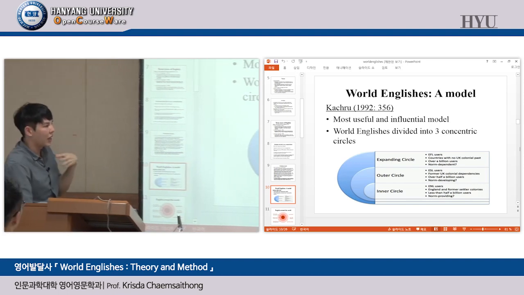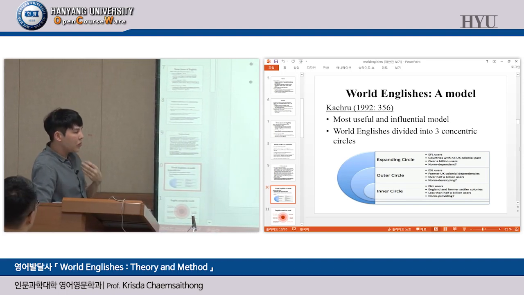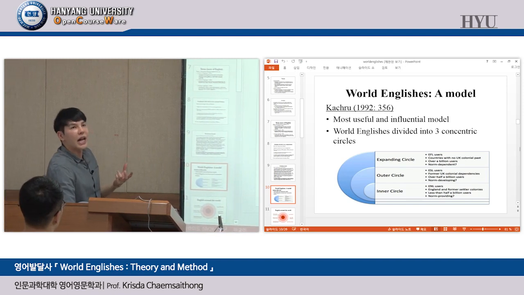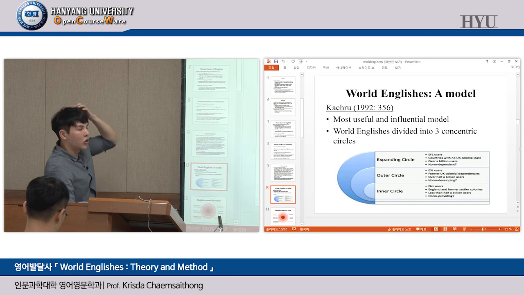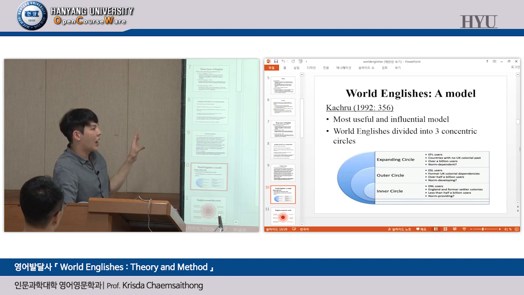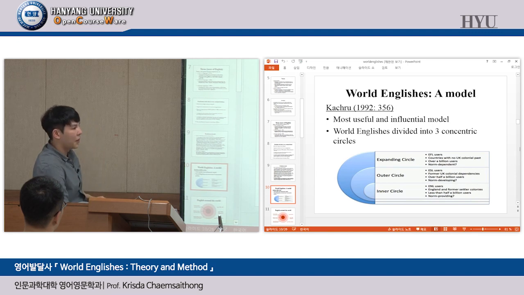And each one has different kinds of characteristics. So the inner circle usually refers to ENL user, English as a native language user, usually refers to that, right? England and former settler colonies in the first diaspora that I mentioned, remember, right? Australia, New Zealand, Canada, like that. This is less than 500 million users. So not a lot in terms of people number. And is this a norm providing model, right?